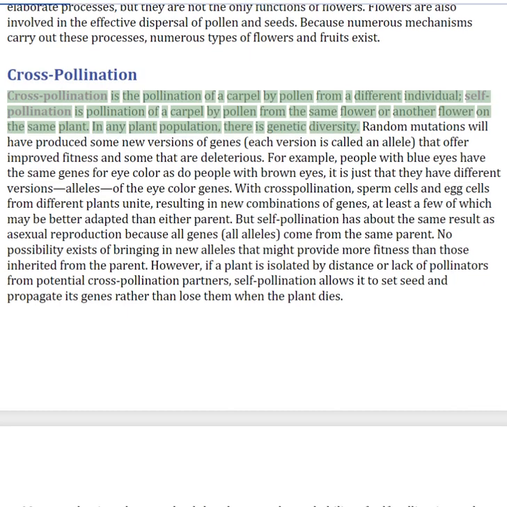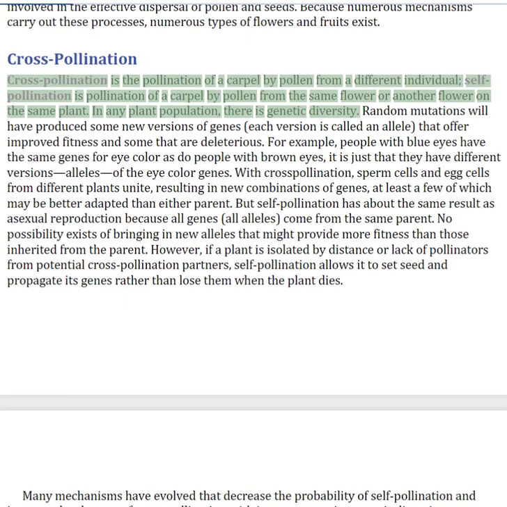Cross-pollination. Cross-pollination is the pollination of a carpel by pollen from a different individual. Self-pollination is pollination of a carpel by pollen from the same flower or another flower on the same plant.